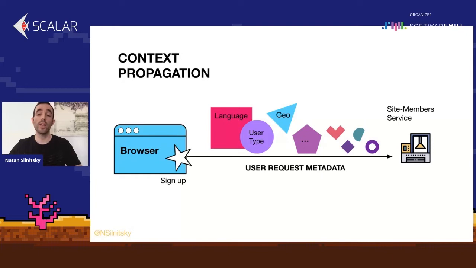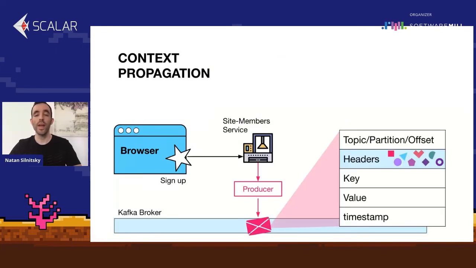When they send out the HTTP request, it of course has all kinds of important headers like language and geography, and also Wix-specific headers like the user type. Is it a visitor? Is it a registered user? All this information goes into the site member service request. And when the site member service produces the message, the sign-up request, in order to allow others to consume it, Greyhound will automatically put all of these headers into the Kafka message.